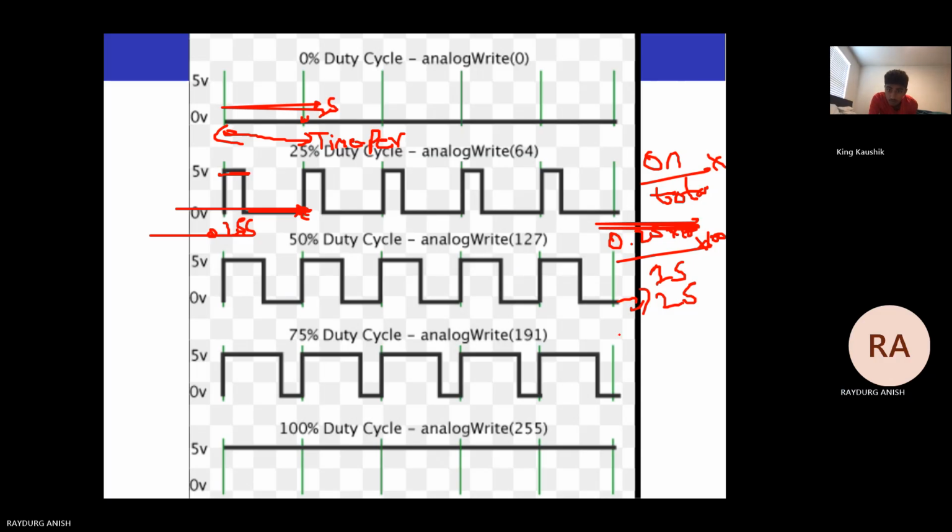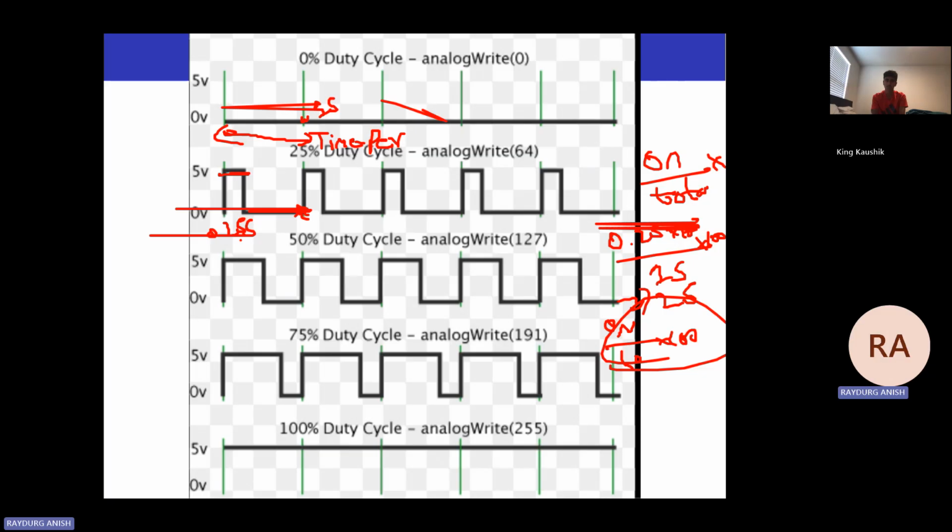So it's on time divided by total time into 100. If you do this, you'll get the duty cycle. That's what I was telling. Okay. Your voice was breaking a little bit. It was like, so on time, like that.